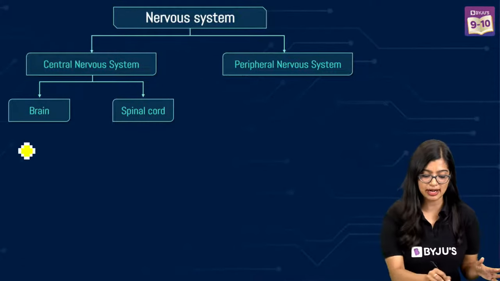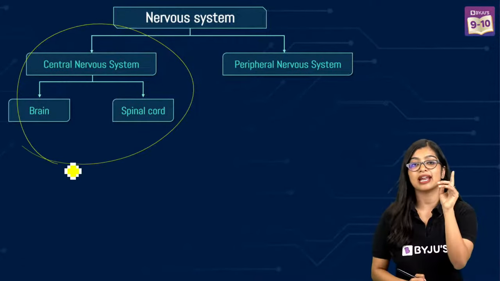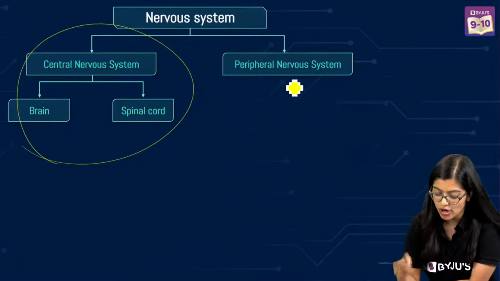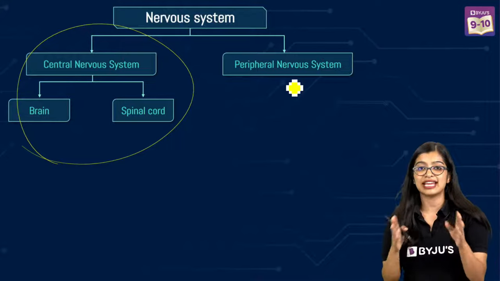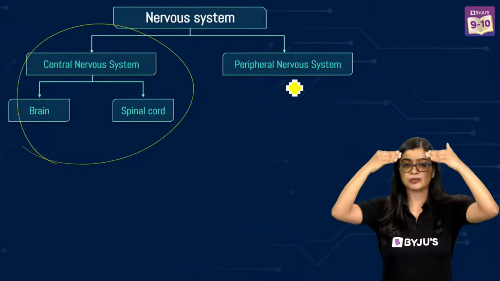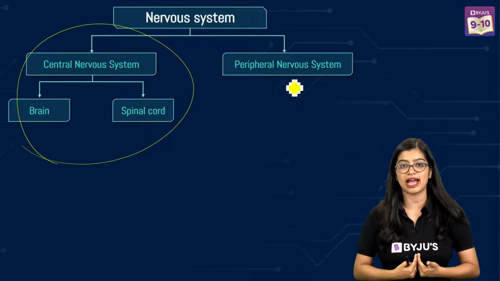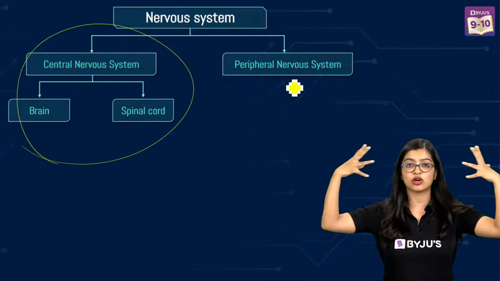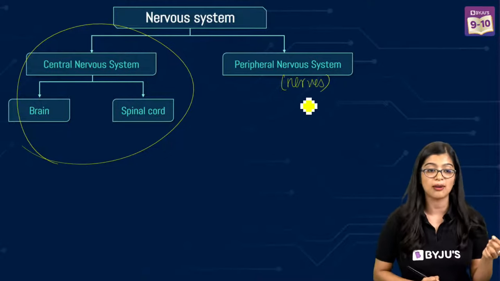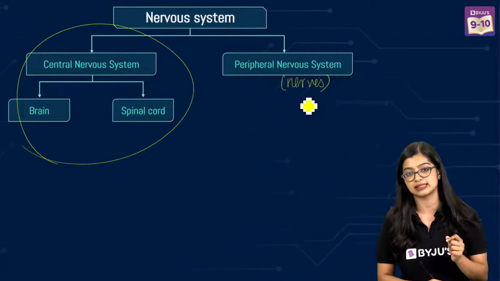Now with this, we've had a look at the central nervous system, and I'm going to quickly tell you about the peripheral nervous system as well. Your peripheral nervous system, as the name suggests, is in the periphery of your central nervous system. Which means if you have your brain and spinal cord, right? All the nerves that emerge from your brain and spinal cord come under the peripheral nervous system.